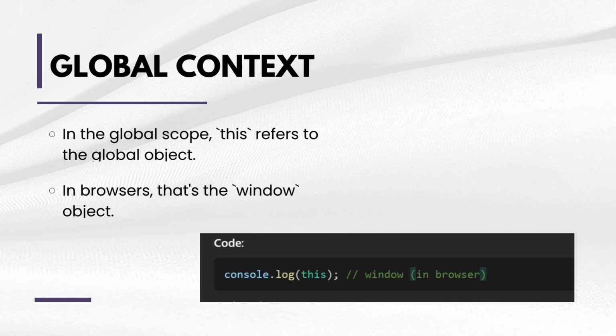So let's move on. In the global execution context, this refers to the global object. In browsers, that is the window object. If you log this in the global scope or in a regular function, you will see the window object. As you can see in our code here, when you console log this, it will return the window object.